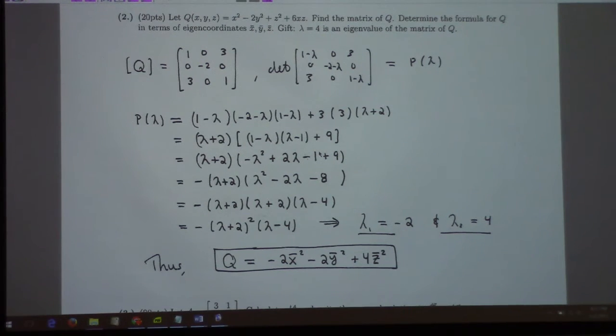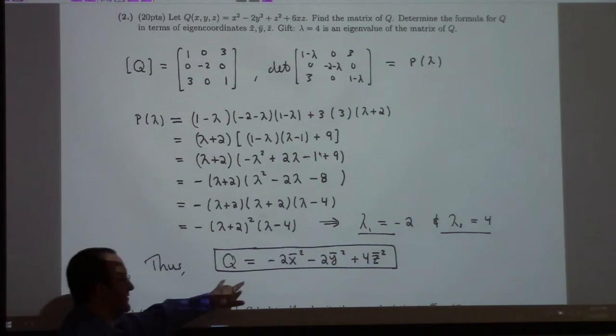Well, I mean, the order matters. If I'm actually finding explicit formulas for x bar, y bar, z bar, then whatever eigenvalue goes with the first eigenvector is the one that comes first and so forth. But here I haven't found eigenvectors, right? I've just found that my eigenvalues are minus 2 repeated and 4. So I could just as well write down what I wrote, or I could write down, for example, minus 2x prime squared plus 4z prime squared minus 2, plus 4y prime squared minus 2z prime squared. You know, you can move the numbers around. It would be the same formula.